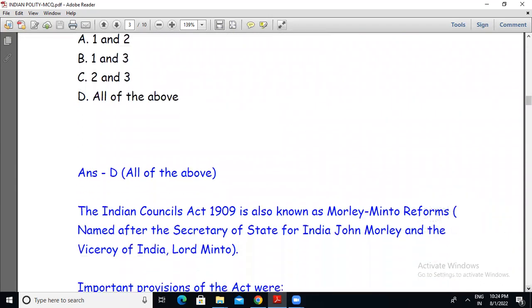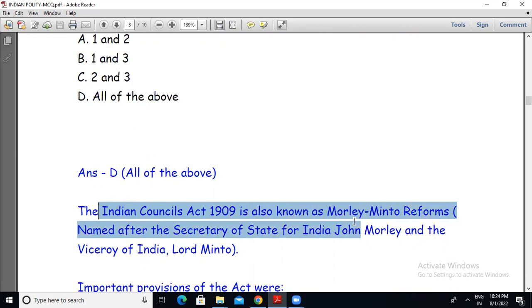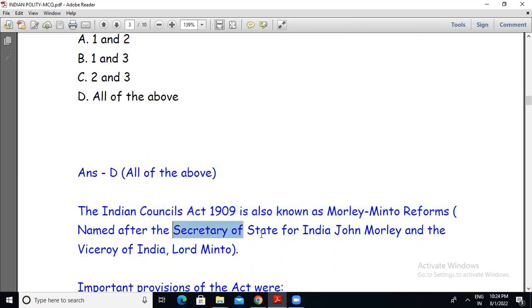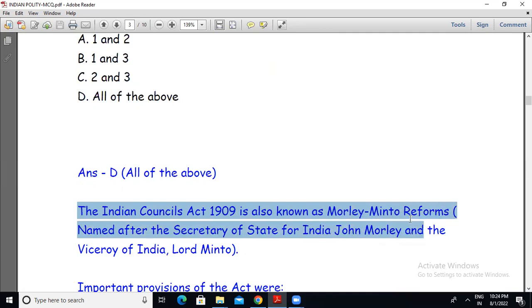So, the Morley Minto reforms, that is the Indian Councils Act of 1909. Remember, the Indian Councils Act 1909 is also known as the Morley Minto reforms. It was named after the Secretary of State for India, John Morley. Morley was the Secretary of State, and Minto was the Viceroy. The Secretary of State for India was John Morley and the Viceroy was Lord Minto.